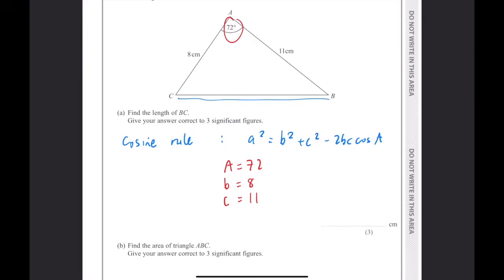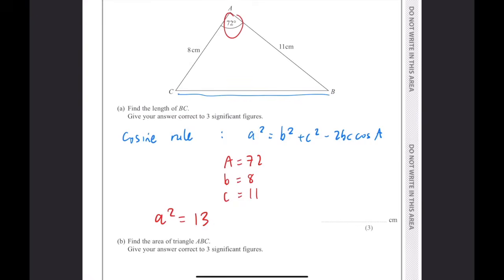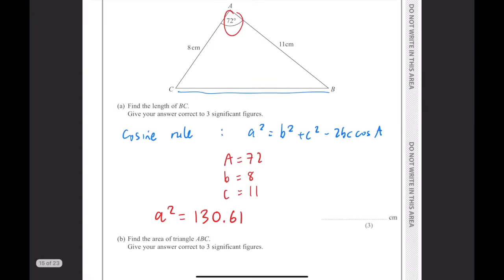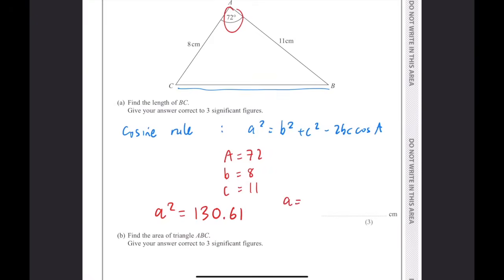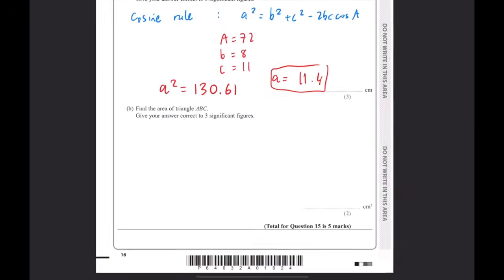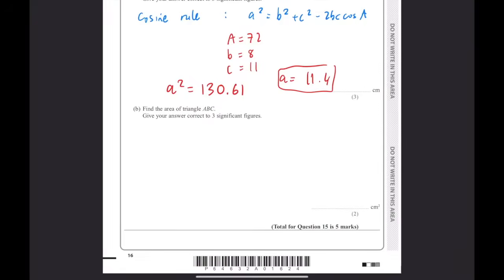All I'm going to do is pop that into the calculator and it's going to give us A squared. And A squared is 130.61. And then if we square root that, A is going to be equal to 11.4 because they want it to 3 significant figures. Find the area of the triangle ABC.